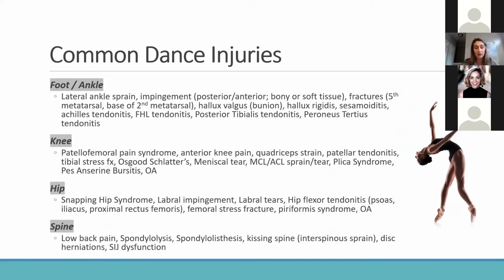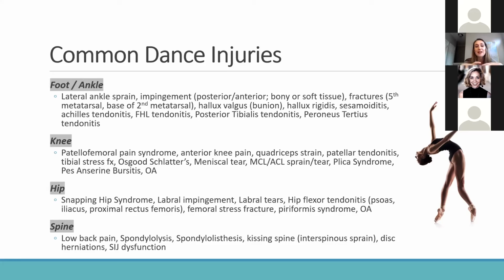A lot of these injuries have already been covered today, but we're going to see a lot of injuries at the foot and ankle: your lateral ankle sprain, your posterior or anterior impingement, trying to figure out if that's a bony or a soft tissue issue. Like Dr. Barreto said, certain fractures that are common at the 5th metatarsal or 2nd metatarsal, bunions, hallux rigidus, sesamoiditis, those two little bones underneath the great toe on the plantar aspect, whether or not those are getting inflamed, especially from being up in a releve position, jumping.